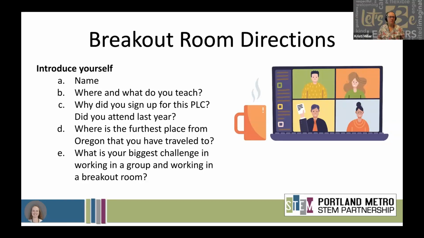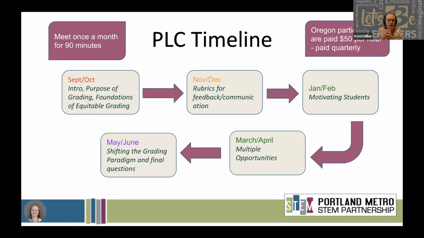Andrea, on the next slide, we have the PLC timeline. So you'll notice we're going all the way to June. Our first meeting today, of course, is our introduction, our purpose of grading, and some foundational pieces for equitable grading. We'll spend two sessions on that. Then we'll head into a deep dive into rubrics. What are they? How do you use them? What are the different kinds? And some opportunities to look at some good rubrics and some not so good, ways to make them better, and our experiences with them.